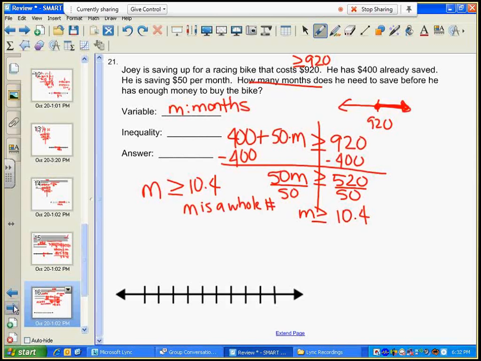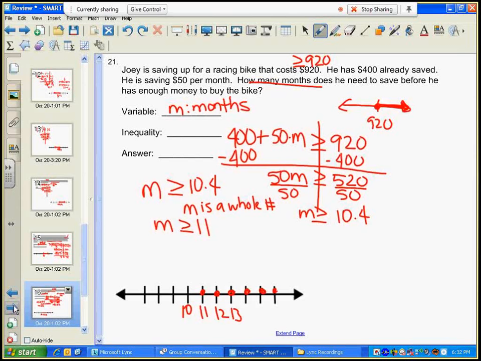So if you wanted to say this, you could say m is greater than or equal to 11, really, because after 11 months, then he's good to go. So if this is 10, not enough there. This is 11. Yeah, he could say for 11 months that would work. If he stays for 13 months, would he have enough? Yep. Any number of months after that would work.